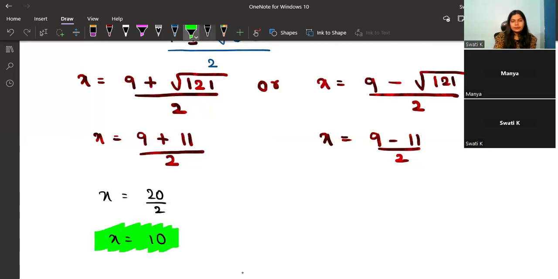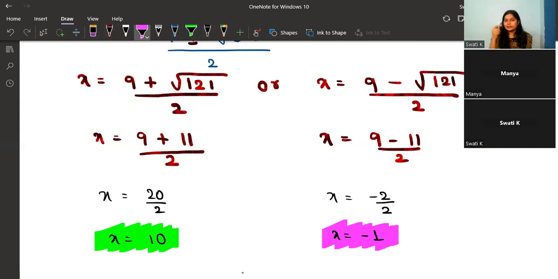Solve the next one. X equals, what is 9 minus 11? Minus 2. Minus 2 by 2. What is the answer? Minus sign as it is. What is 2 divided by 2? 1. Very good. And this is your second X. And we have got the answer.